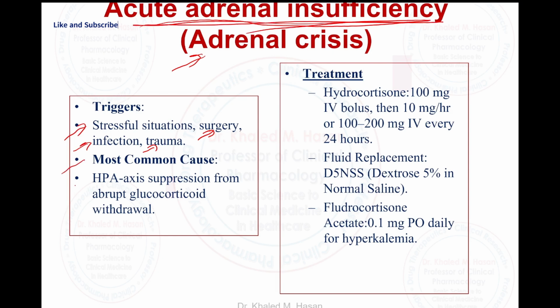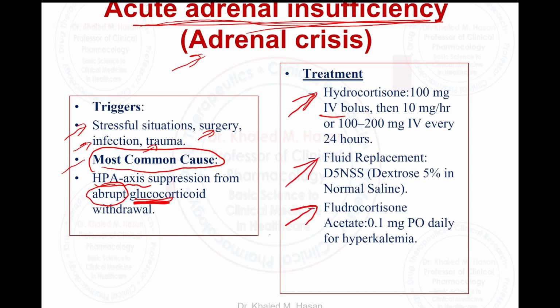The most common case will be, for example, you place the patient on cortisone and you stop this medication abruptly. We don't recommend stopping this medication abruptly. This is the most common cause of acute adrenal insufficiency. How to treat the patient? Again, hydrocortisone IV. Then we have fluid replacement. Then we have fludrocortisone, and you go with all the details with the numbers there.